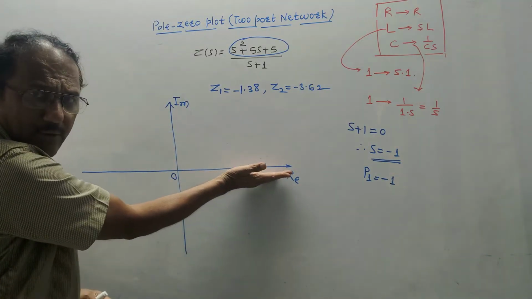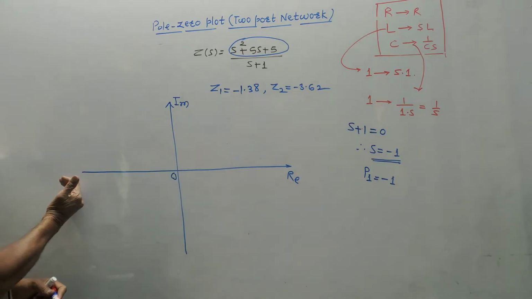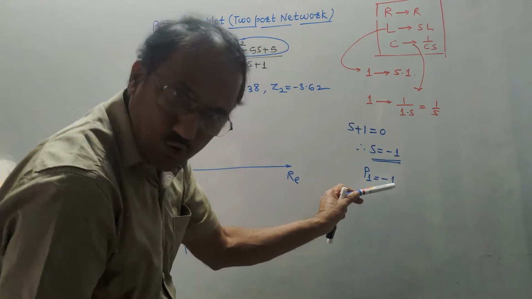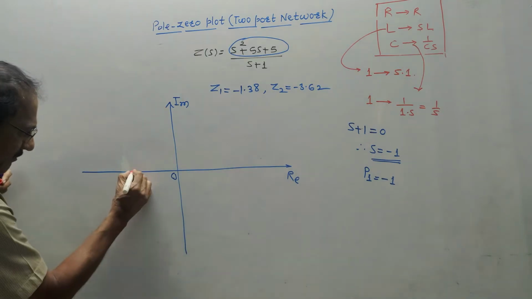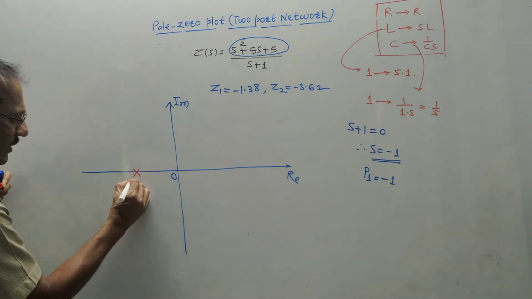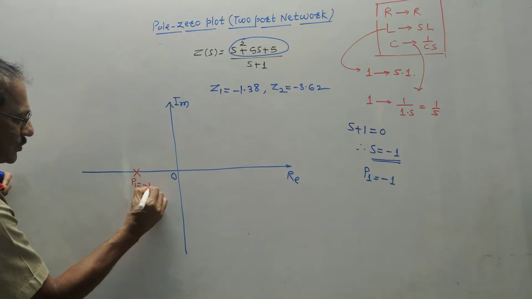Towards RHS I will be having positive values. Towards LHS I will be having negative values. So first pole, there is only one pole. First pole is at minus 1. Let us say minus 1 value is somewhere here. So I will write this as P1 is equals to minus 1.